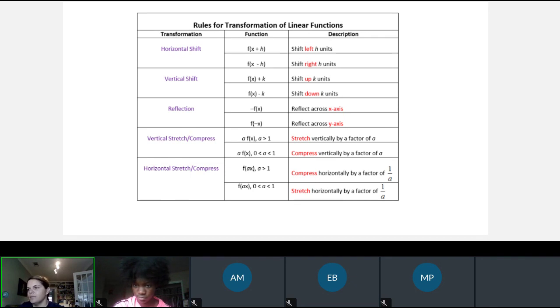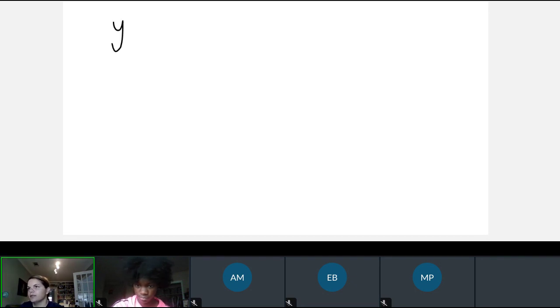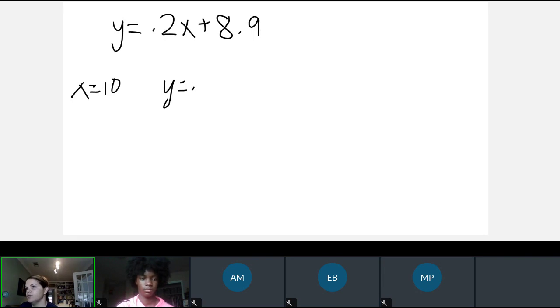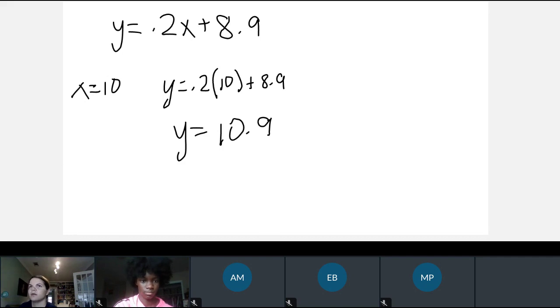So for predicted value, Marley, let's say, I'm just making this one up, my equation looks like this, 0.2x plus 8.9. If they want to know what's the predicted value if x is 10, then instead of x, I'm going to plug in 10. So I do 0.2 times 10 and then add 8.9 to that. That should give me 10.9, I think. So you're just plugging in that number for x into the equation that you just wrote out.